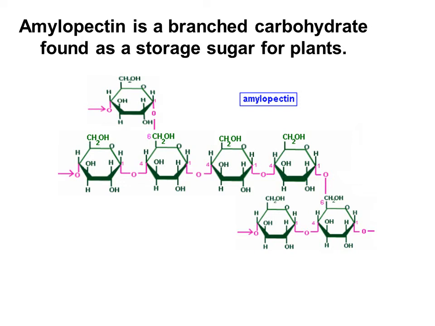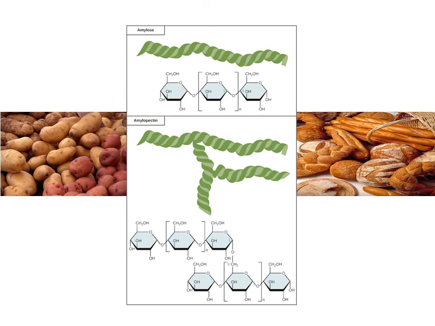The difference is this one is branched. So we have several branches coming off of this main linear form. One is attached to carbon 6 at the top of the image, and another branch is off of carbon 6 on the bottom of this image. This image here shows that the linear form of starch is called amylose and the branched form is called amylopectin. These foods are where starch will be found: potatoes and breads.